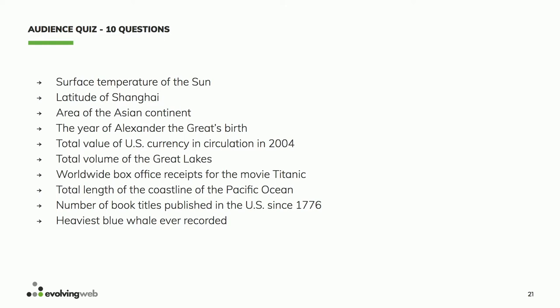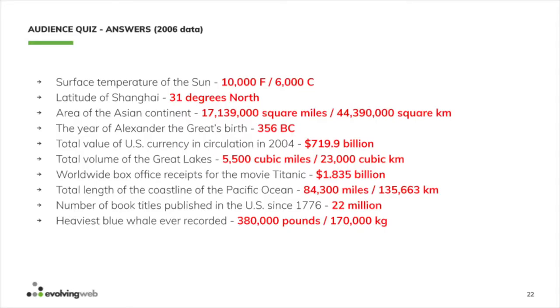Okay. Can we show the answers now? Yeah. Okay. Here we go. So, Alex, how many? Let's see. The first one we said 100 to 500. Wrong. Celsius. Wrong. They were really wrong. Wrong.